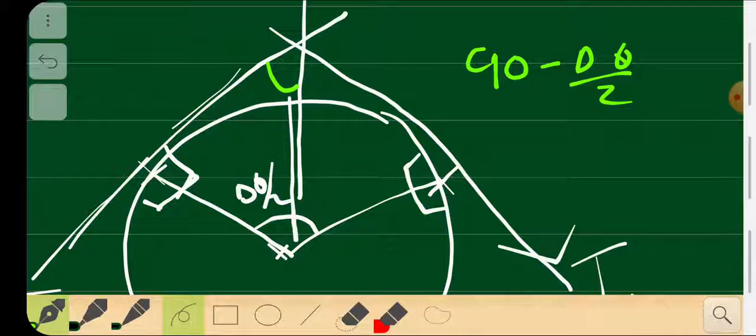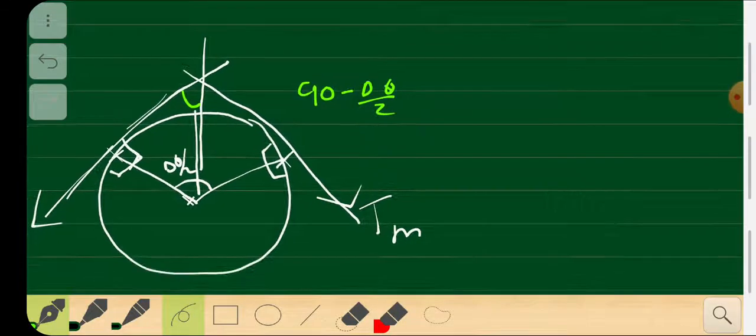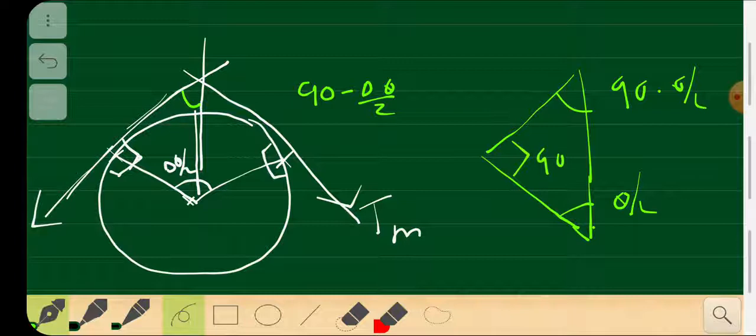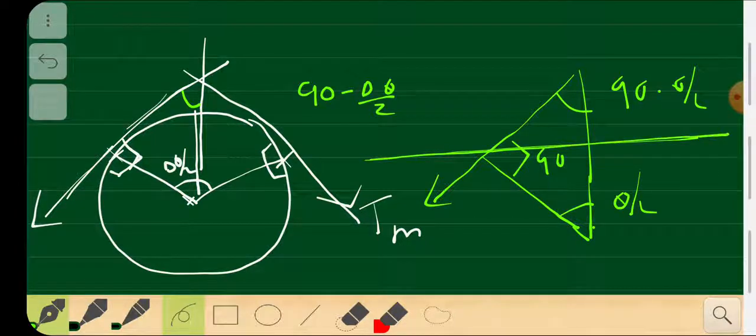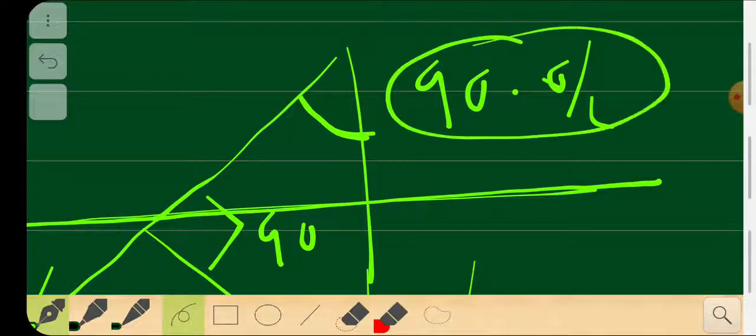Now what I can do is redraw this same thing in such a way, just like that. This is theta by 2. This is 90 minus theta by 2, and this is 90. So you got the same thing, and here is our tension. In the x-axis, you can take this new triangle. So this is 90 minus theta by 2, and this is 90 degrees.